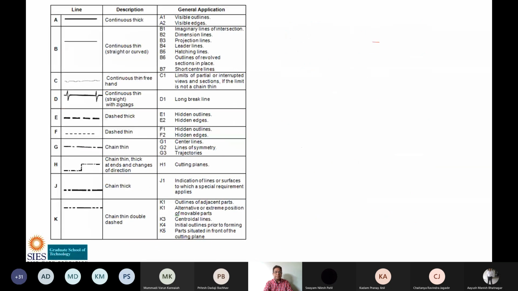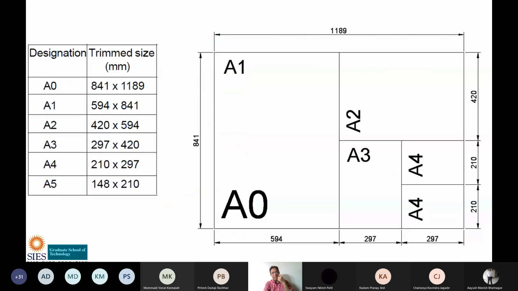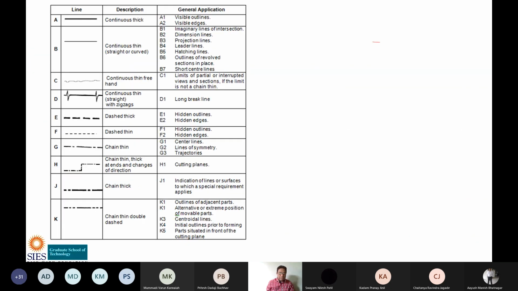Now, next is the types of lines. Before I talk on types of lines, I will talk something about what engineering graphics is and why we need it. See, whenever you want to communicate your idea to a third person, who is not in front of you, and you are not allowed to talk to him, then what will you do? You will communicate through drawing.